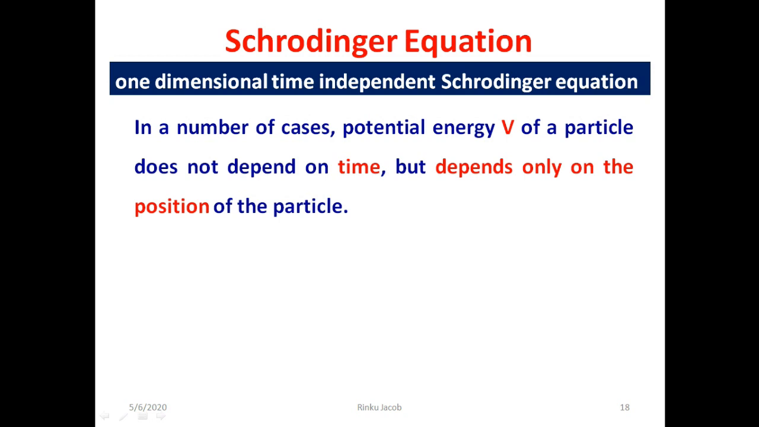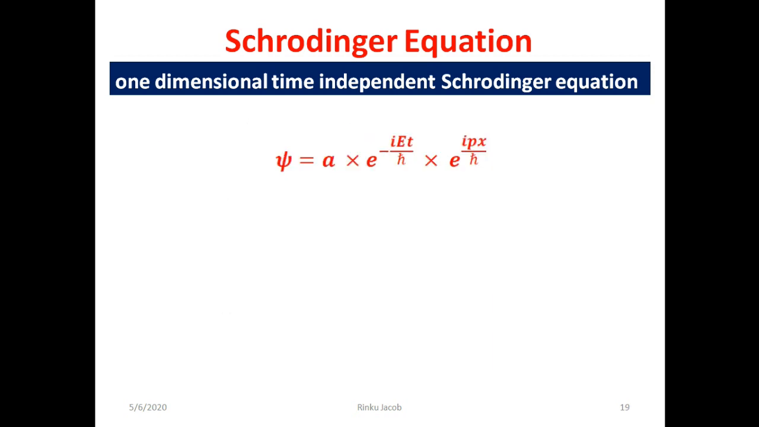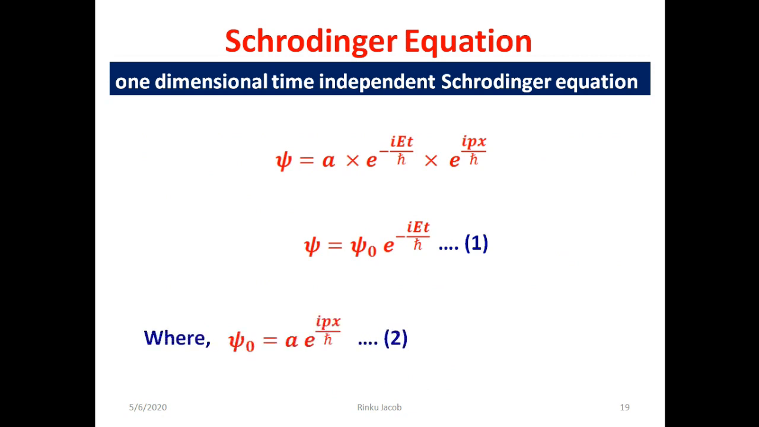Now we move on to the case of the one-dimensional time-independent Schrodinger equation. In a number of cases, the potential energy V of a particle does not depend on time but depends only on the position of the particle. In such cases, the wave function ψ, which is a function of both position and time, should be written as a function that independently shows the position information and time information. For that, we write the wave function as ψ is equal to A into exponential of (−iEt/ħ) into exponential of (ipx/ħ). That is ψ is equal to ψ0 exponential of (−iEt/ħ). That is equation 1, where ψ0 equal to A exponential of (ipx/ħ). That is equation 2.